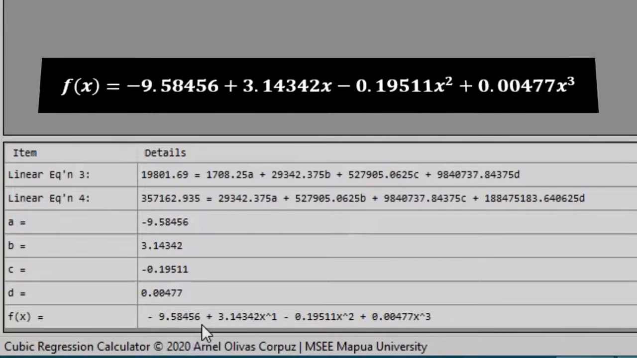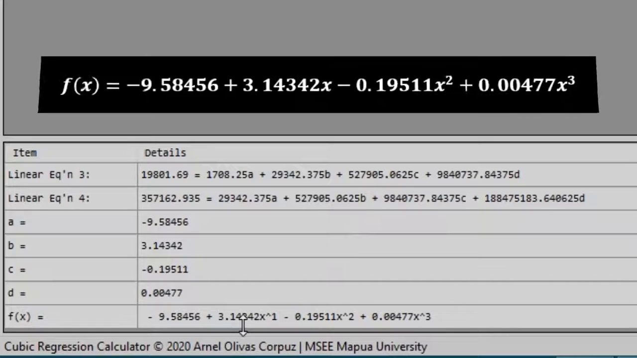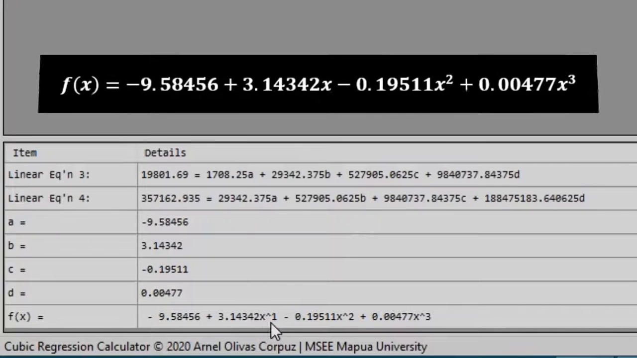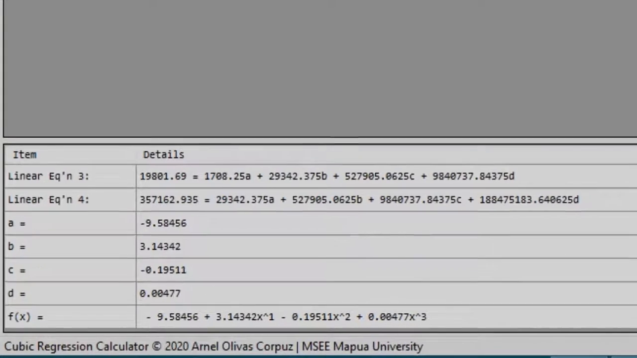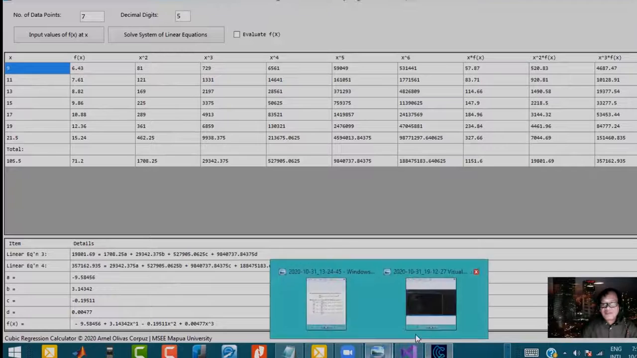So f of x now is negative 9.58456 plus 3.14342 x minus 0.19511 x squared plus 0.00477 x cubed. Okay, let's go back to the problem.